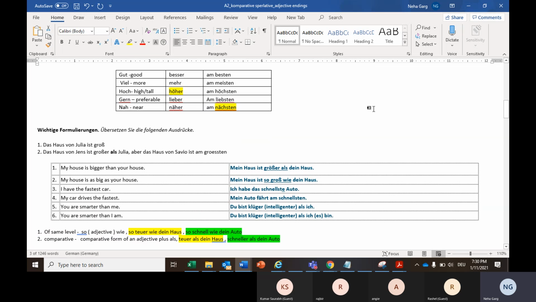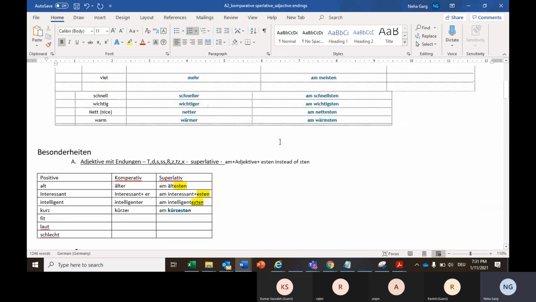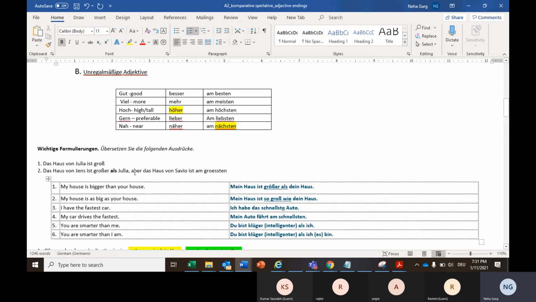Okay, before we make more sentences, one quick thing. So here in the first exercise we were comparing three things or three persons in separate sentences. Now we have to compare them and write them in one sentence. So how do we do that? So we use an extra word, als.